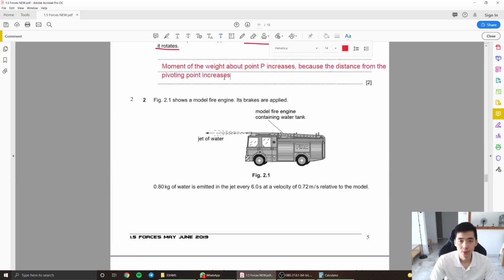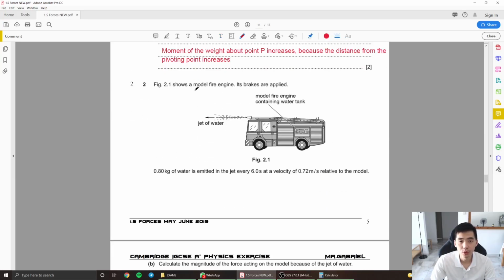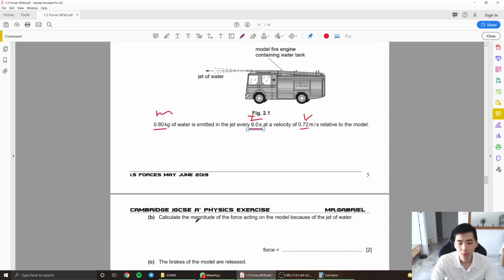Okay, last question here. Figure 2.1 shows a model fire engine. Its brakes are applied. 0.8 kg of water is emitted in the jet every 6 seconds at a velocity of this. Mass, there's time, there's also velocity relative to the model. Calculate the magnitude of the force acting on the model because of the water jet.